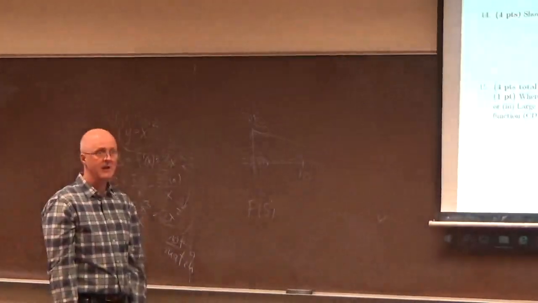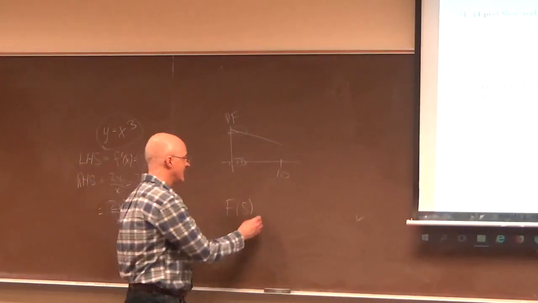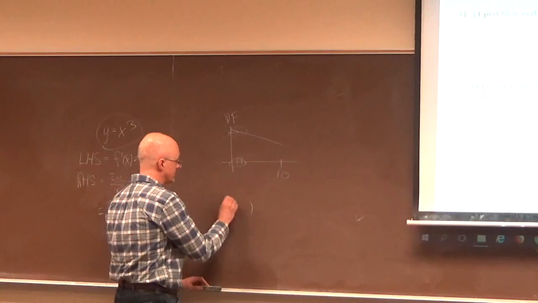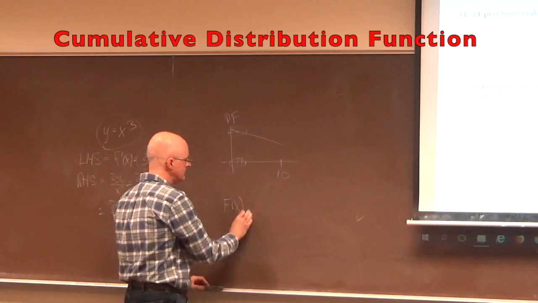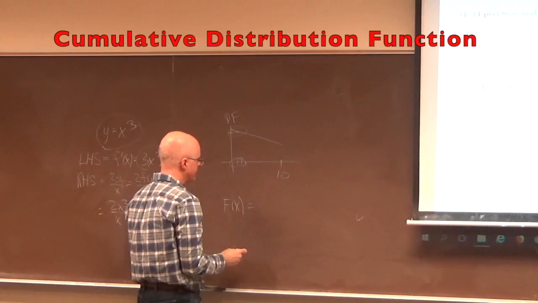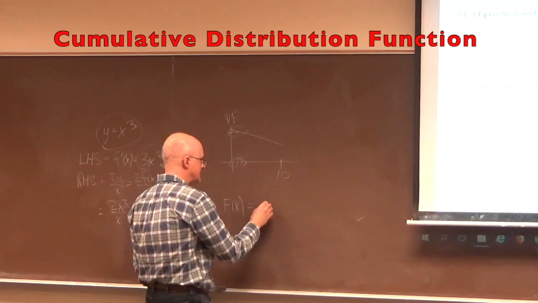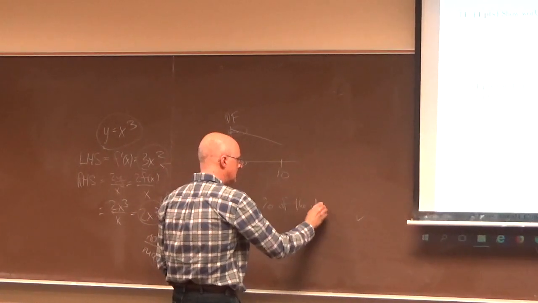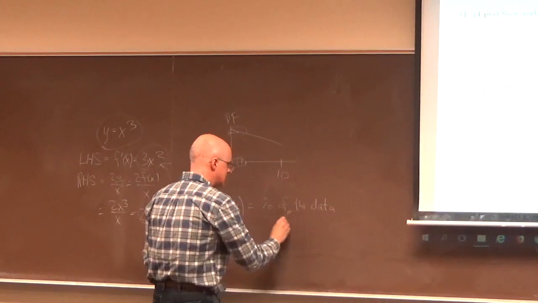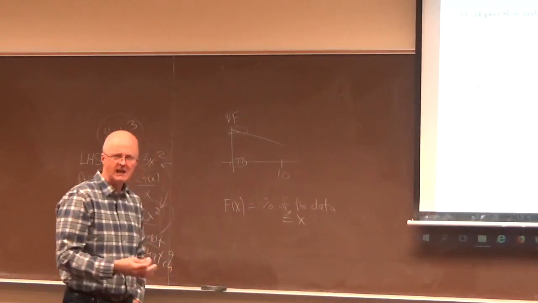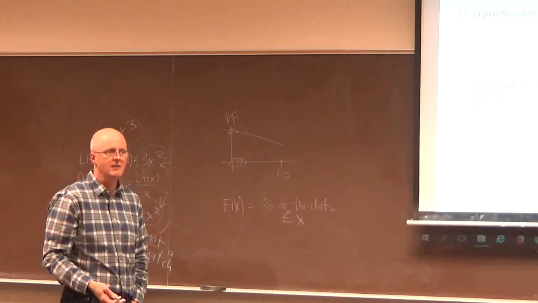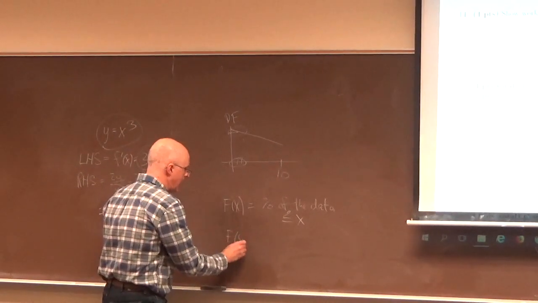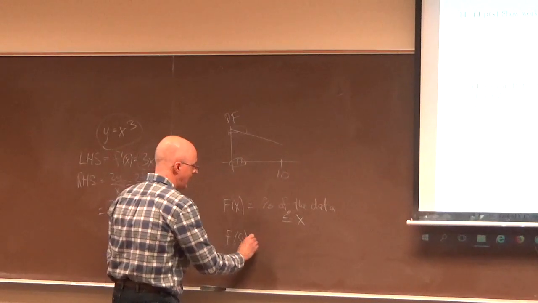And I did say that in the lectures. Capital F of x, the cumulative distribution function, I said in the lectures, is the percent of the data less than or equal to x. Or approximately, because these things are models, they're not perfect reflections of reality. So F of 5 is going to be the percent less than 5.